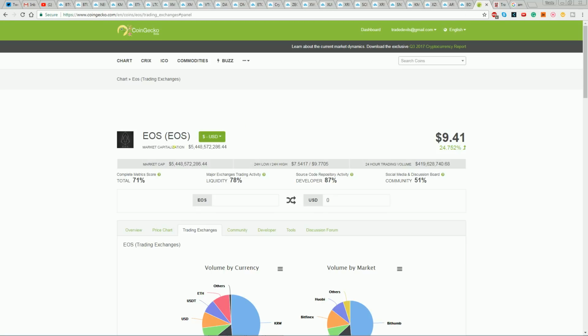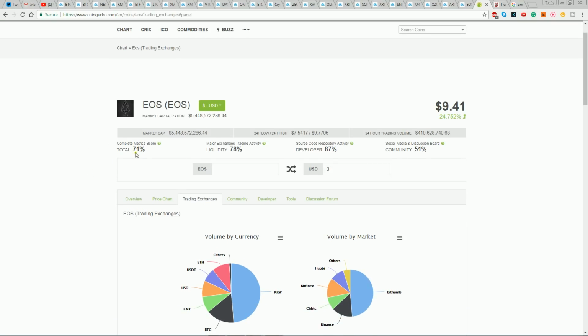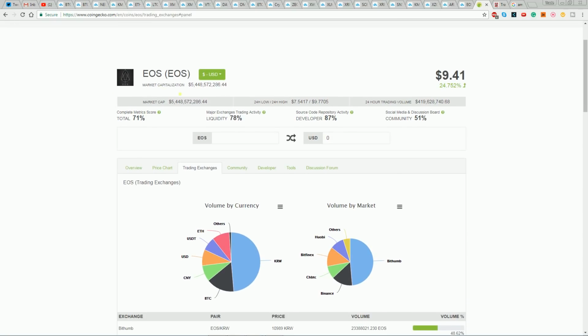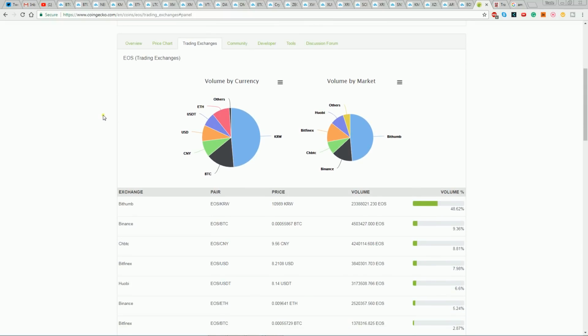to CoinGecko and we can look at this project. So, very high on the score here. This is a very popular project. So at 71, we know this is a major project, and market cap of 5.4 billion. This is a major crypto. So we can look down here.